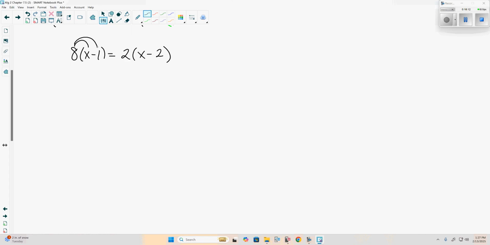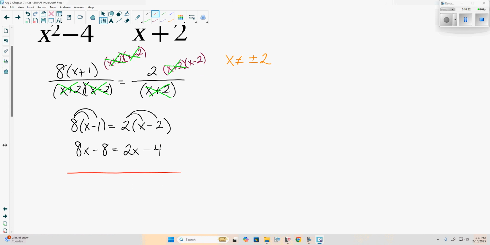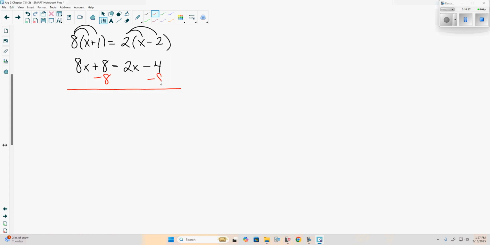Here when we distribute, 8 times x is 8x. 8 times negative 1 is going to be negative 8. On the other side, we're going to distribute the 2. 2 times x is 2x. And 2 times negative 2 is negative 4. Make sure. Nope. That's supposed to be plus 1. Because we can subtract 8 from both sides, telling us that 8x is equal to 2x minus 12. Then we can subtract 2x from both sides, telling us that 6x is equal to negative 12.